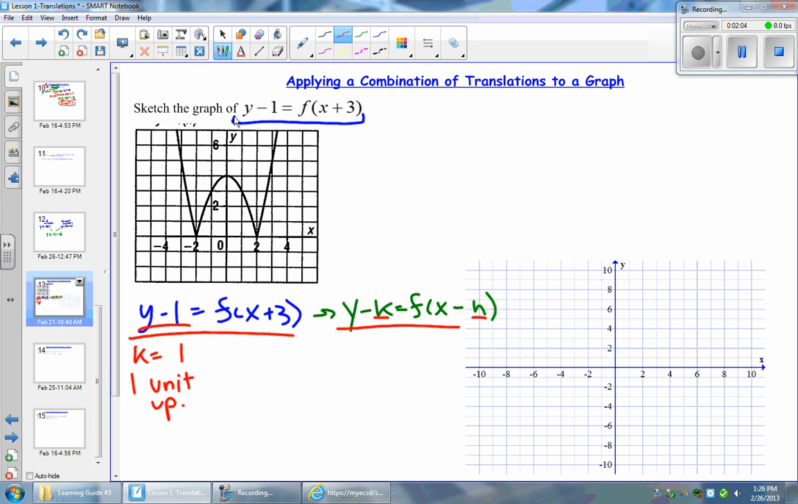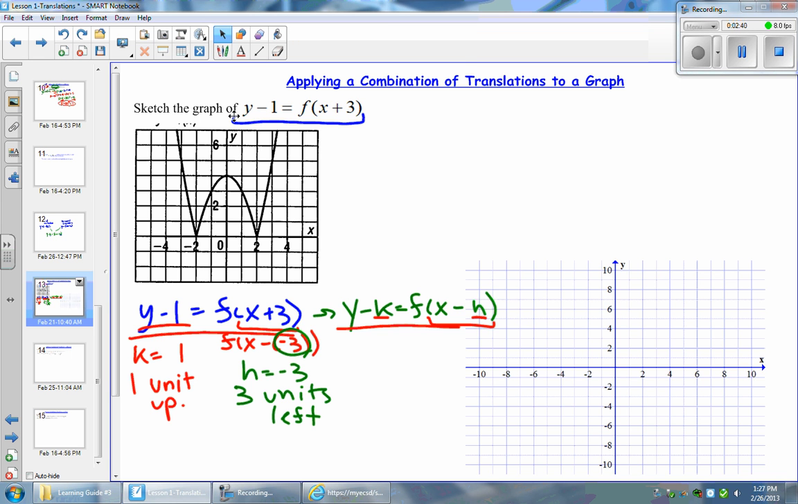The next thing we need to identify is the h value. So remember, our general form was x minus h. What we have in the transformed function is x plus 3. So this can be rewritten as f of x minus a negative 3. When you minus a negative 3, that means you're adding it. So therefore, your h value is going to be negative 3. Since it's negative 3, that means you're moving to the left 3 units. So 3 units to the left. So we identified both of our translations here.